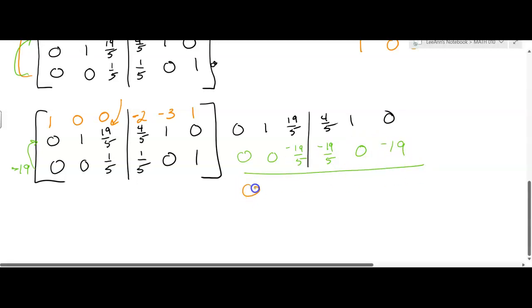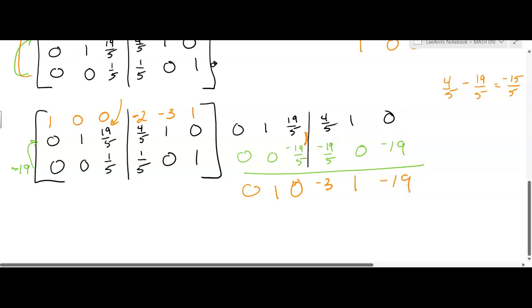Okay, so we get 0, we get 1, we get 19/5. Oh, no we don't, we get 0, sorry, I forgot to add. So I'm adding these, so a positive 19/5 and a negative 19/5. Now, what's 4/5 minus 19/5? Well, that's negative 15 over 5, which is going to be a negative 3. And then I'm going to have a 0 and a 1, and a negative 19 and a 0.